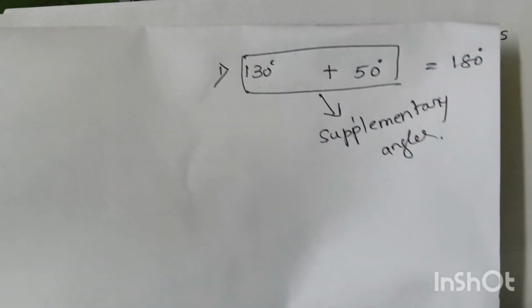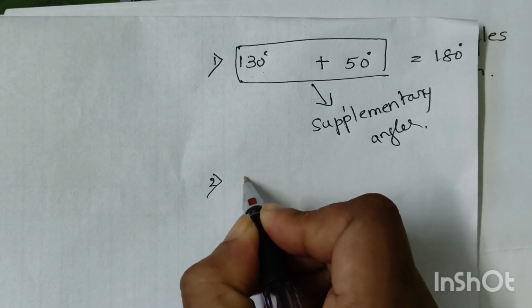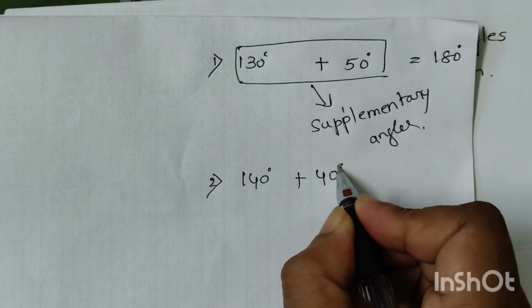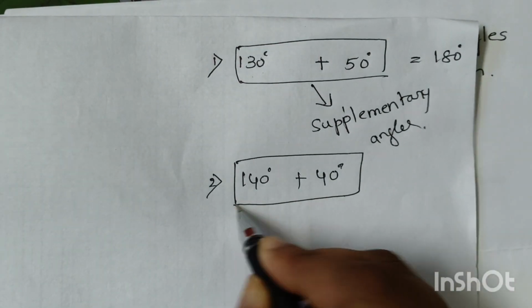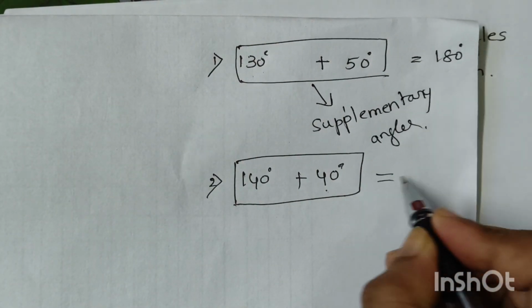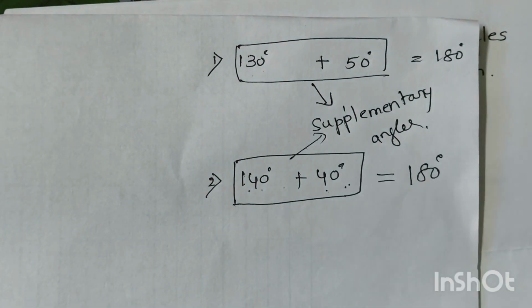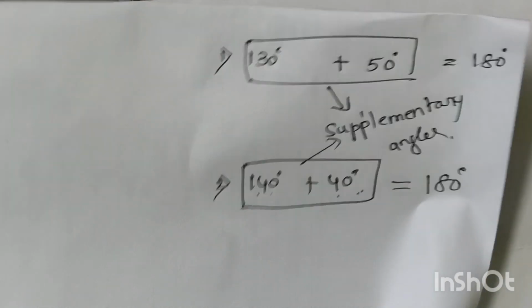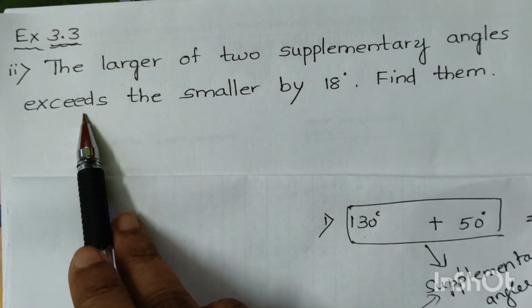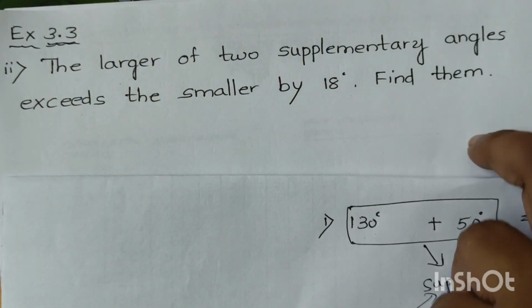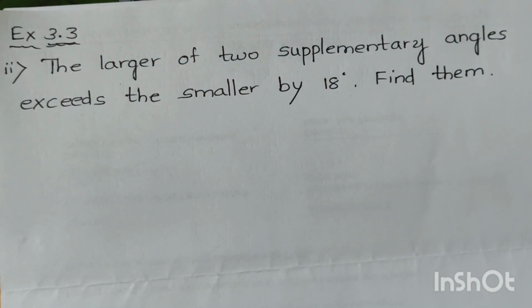Can you give another example? For 140 degrees, the supplementary angle is 40 degrees, because if I add 40 degrees to 140 degrees, it becomes 180 degrees. Therefore, these two angles are supplementary angles. Now, let me tell you the meaning of exceeding. Exceeding means more than the other. Hope you have understood the meaning of both supplementary and exceeding. Now, let us solve the problem.